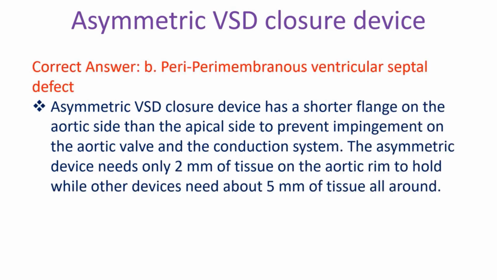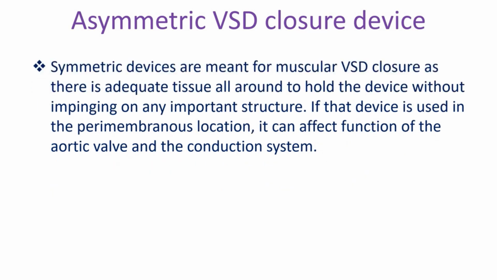Perimembranous ventricular septal defect. Asymmetric VSD closure device has a shorter flange on the aortic side than the apical side to prevent impingement on the aortic valve and the conduction system. The asymmetric device needs only 2 mm of tissue on the aortic rim to hold, while other devices need about 5 mm of tissue all around.